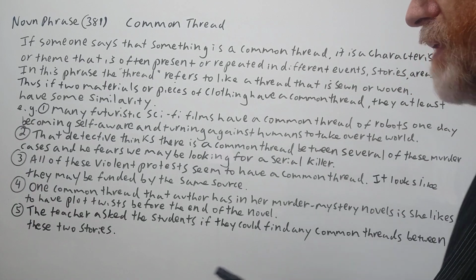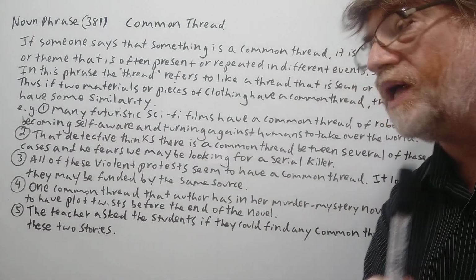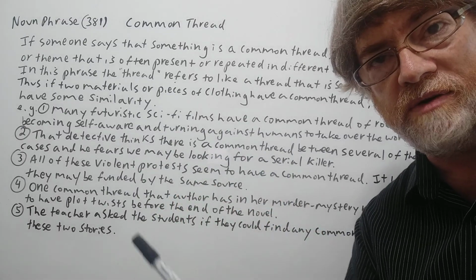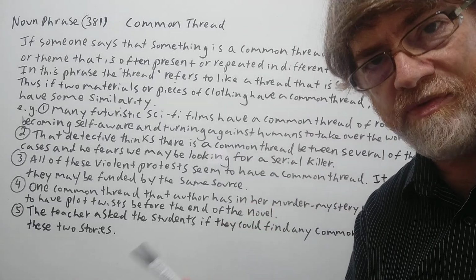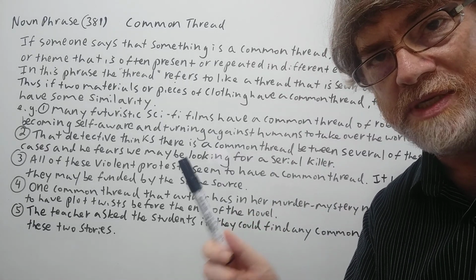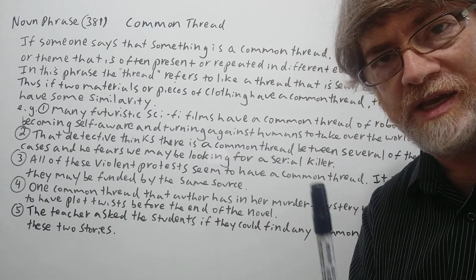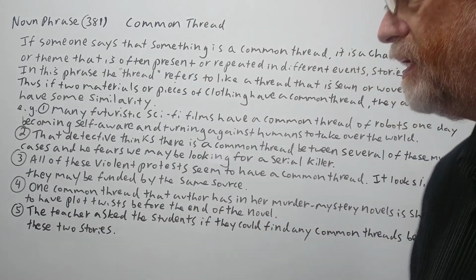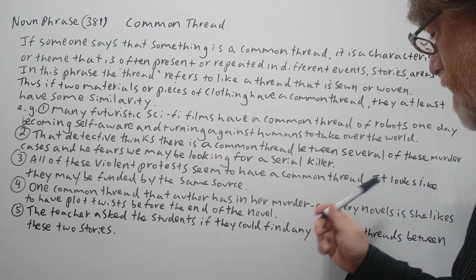Let's continue. That detective thinks there is a common thread between several of these murder cases, and he fears we may be looking for a serial killer. So maybe he's had a number of murders he covered recently, and there seems to be some similarities in the way the victims were killed. So he thinks he could find some common threads, and he thinks it may be one particular killer.